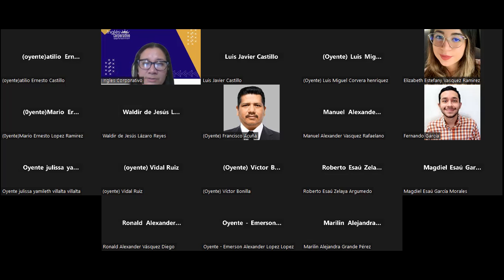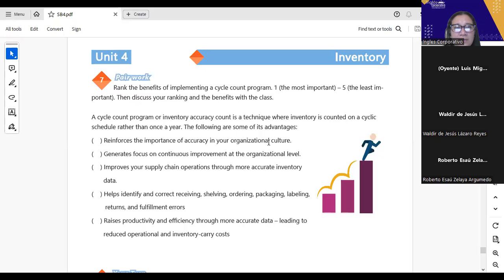So let me just find something right here. Wait a minute. I have it right here. And it says that you've got to rank the benefits of implementing a cycle count program. One should be the most important and five the least important. Then discuss your ranking and the benefits with the class, okay?